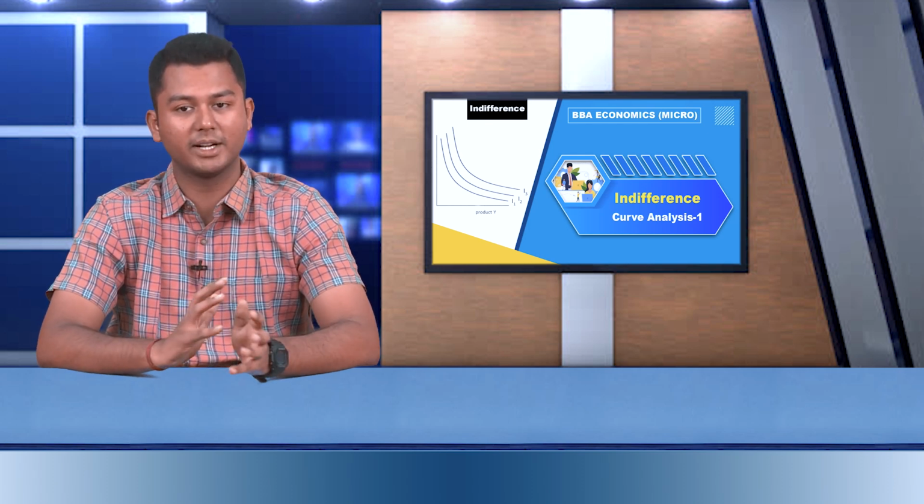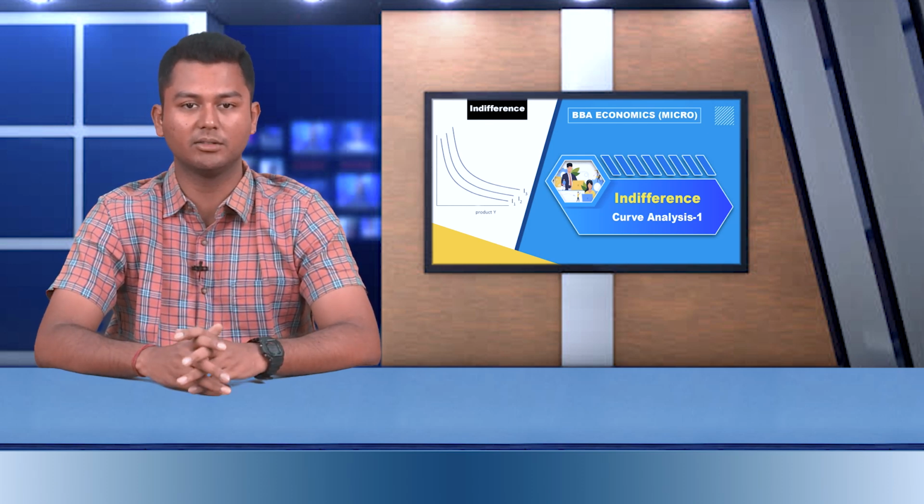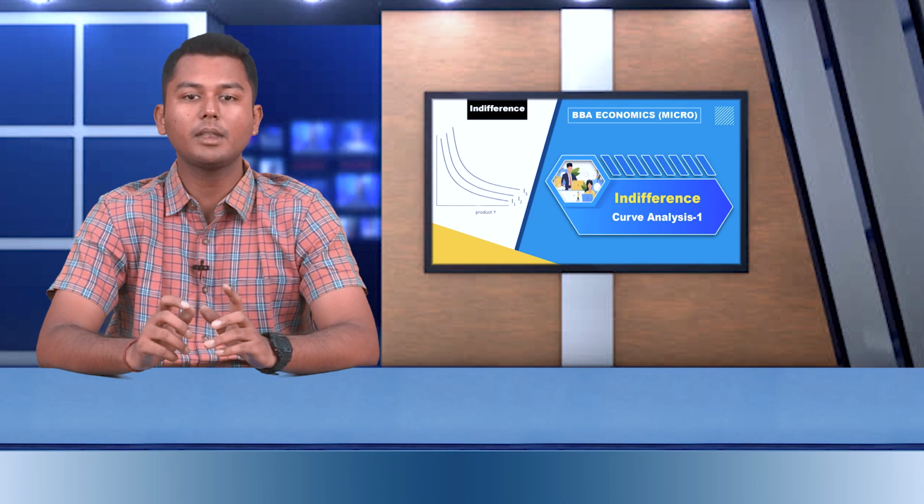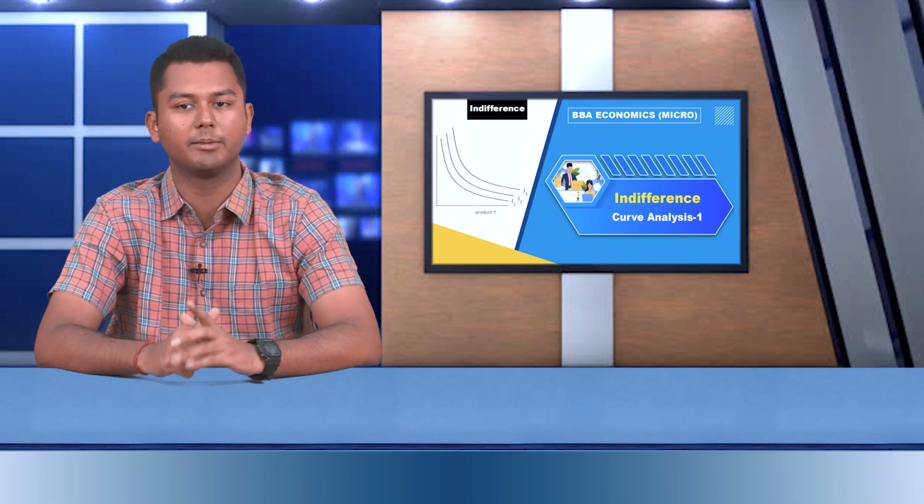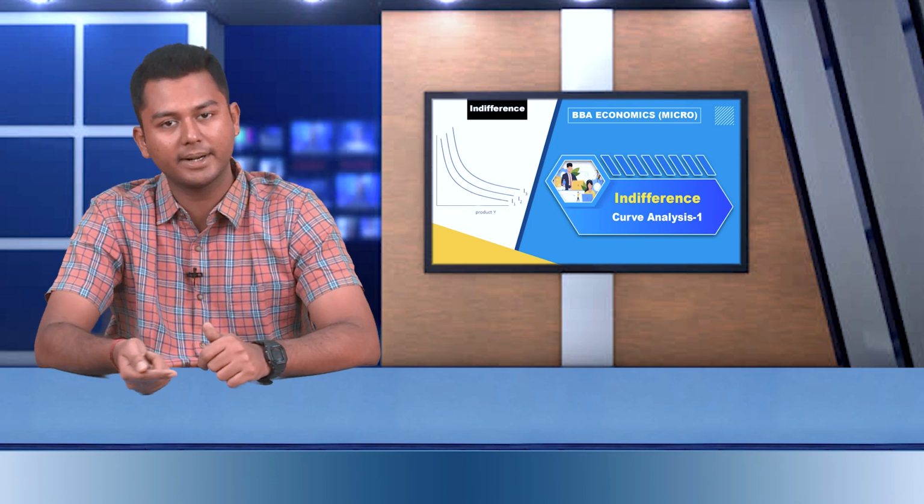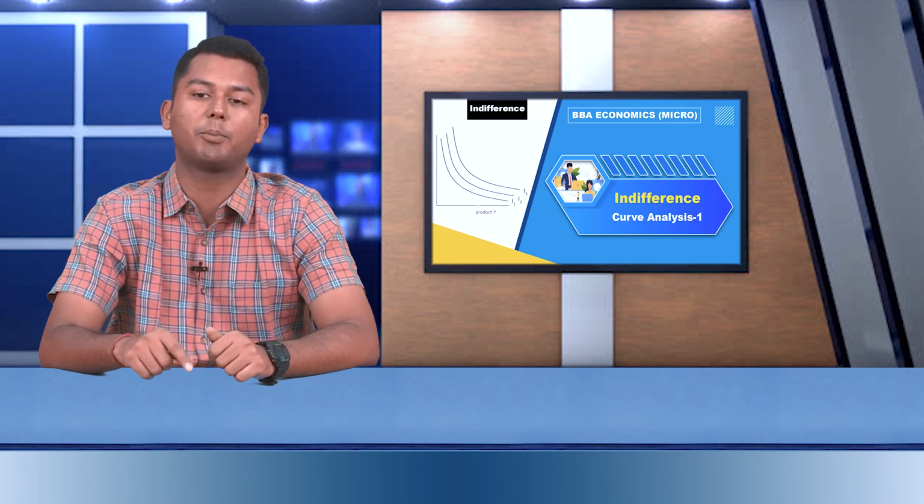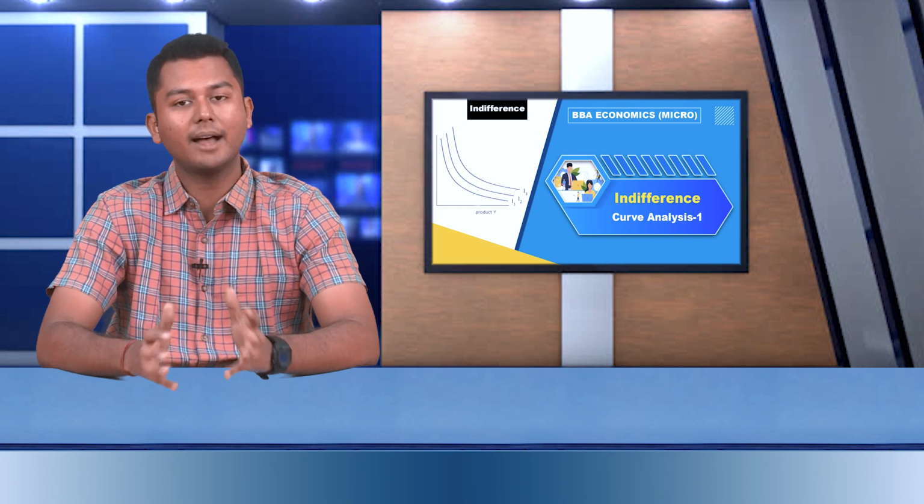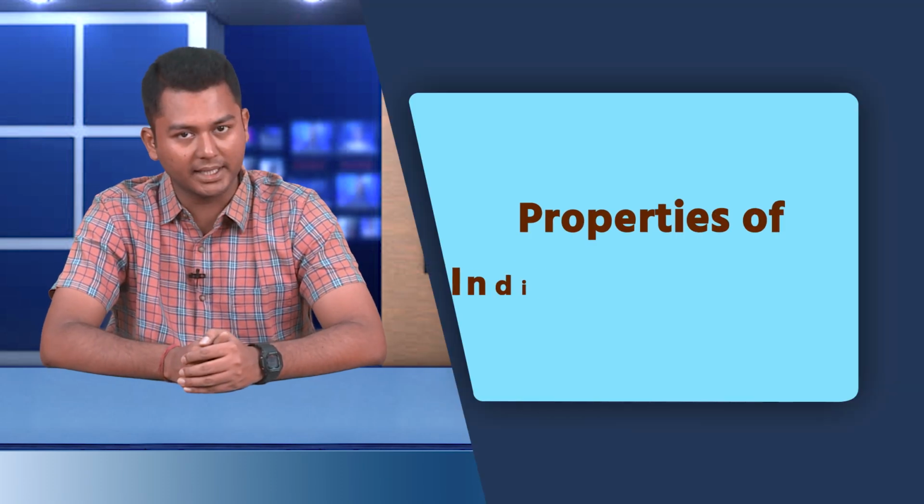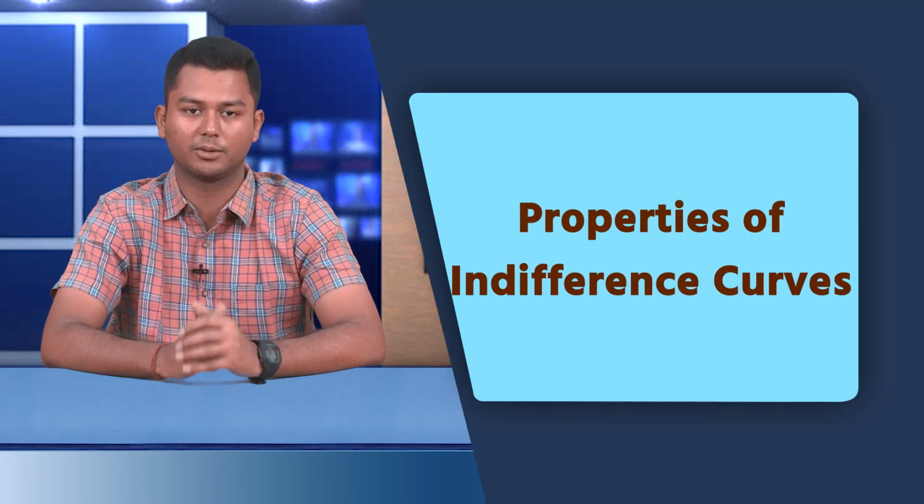Compare different points by seeing which indifference curve they lie on. If two points are on the same indifference curve, the consumer is indifferent between them. If they are on different curves, the consumer prefers the point on the higher curve. So we have some very important properties of indifference curves that we are going to see.